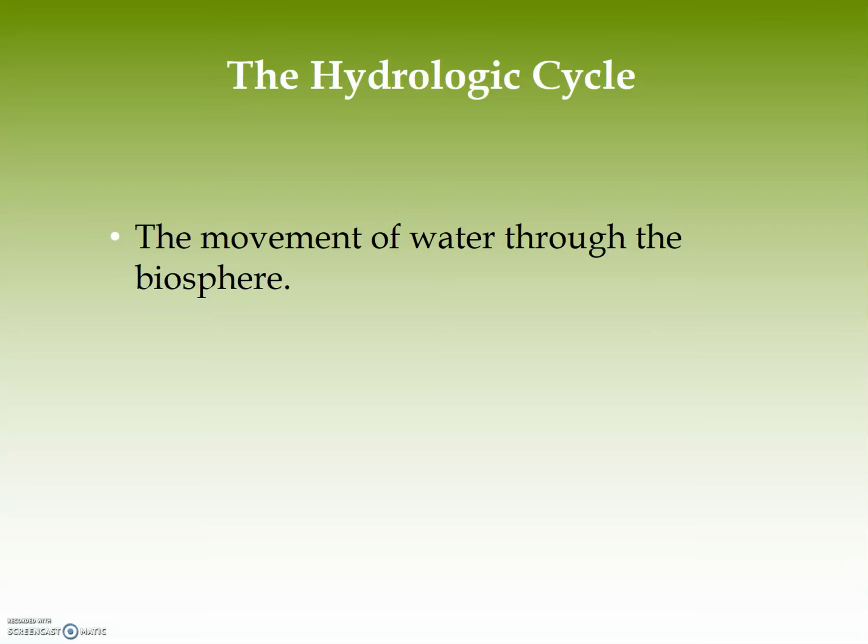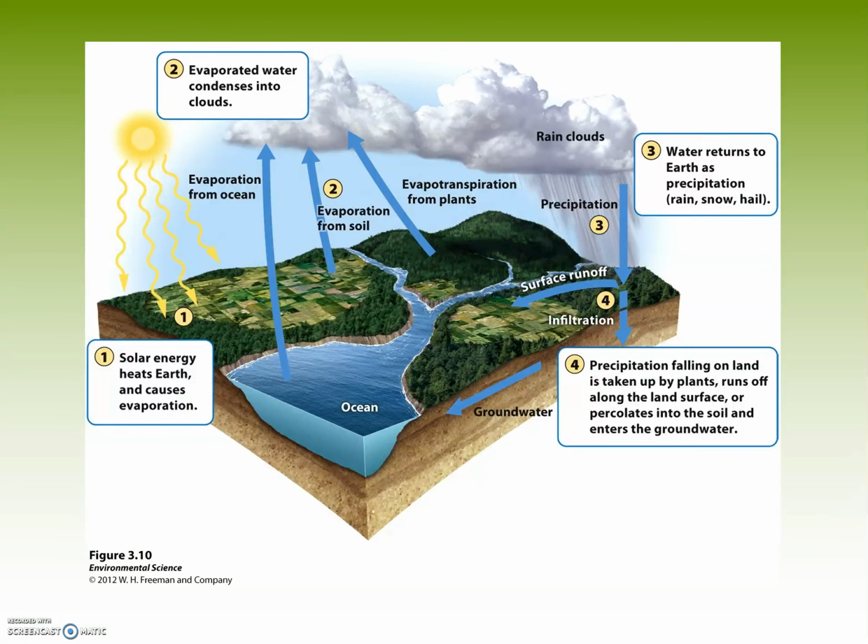And we do need to know all the vocab and all of the things that go along with this. This is the one that's most familiar to us, so it makes sense to start with it. If we look at the diagram, it takes us through it. Solar energy heats Earth and causes evaporation. So we have evaporation of water here from the ocean, which then condenses and makes clouds.